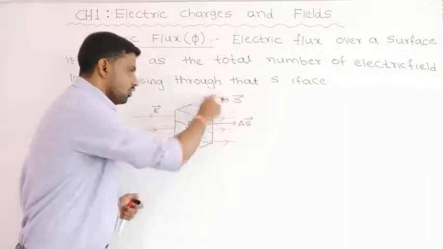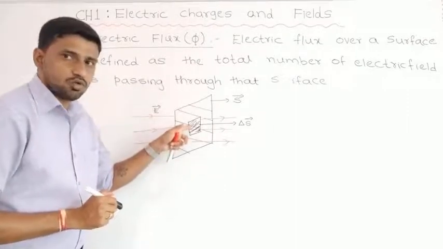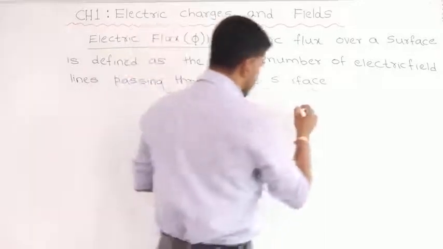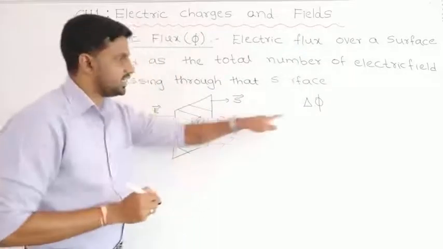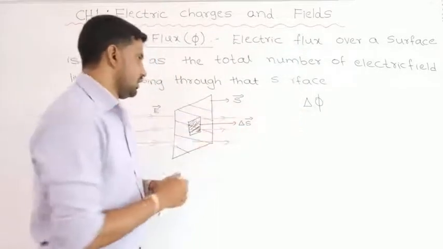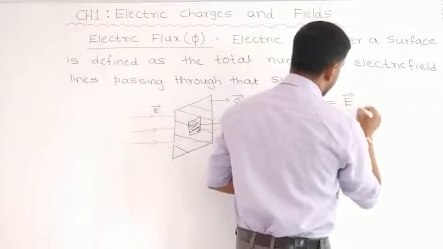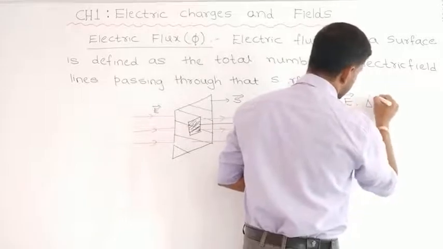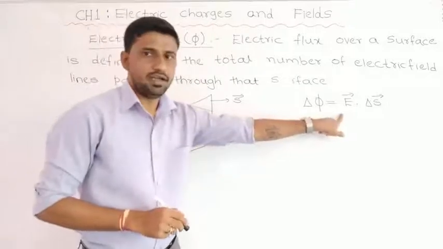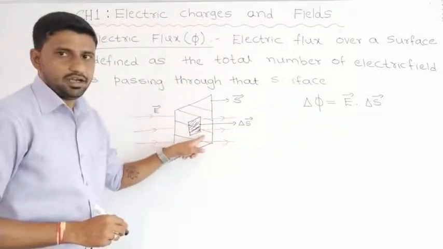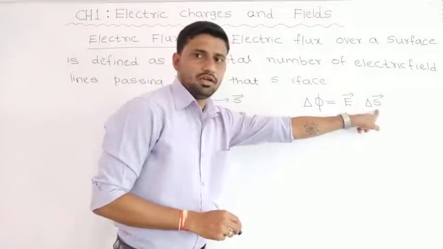Delta S vector is the small area element, and S vector is the overall surface area. Understood? Now how to find the electric flux through this small surface area element? The electric flux through this small surface area element is taken as delta phi. Delta phi is equal to the dot product of electric field and surface area element. So using this formula we are going to find the electric flux through this small area element.